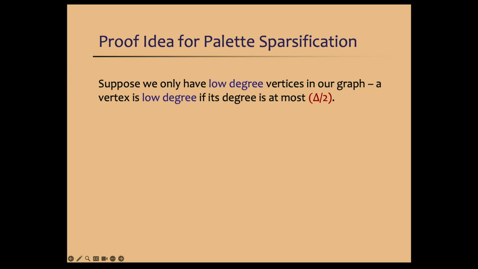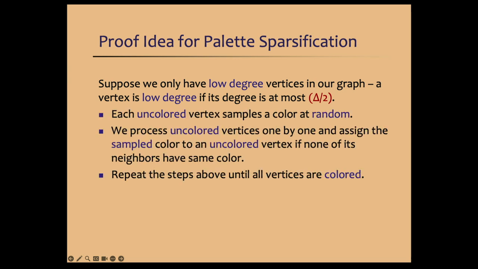Then we can do the following thought experiment. I'm going to do this experiment which will proceed in rounds, and in each round, each vertex which is yet uncolored is going to sample a color from 1 through delta plus 1 uniformly at random. And after sampling, an uncolored vertex will look at its neighborhood and see if this color is present in its neighborhood or not. If it's not, it's going to go ahead and color itself. And we're going to repeat this step until all vertices are colored.